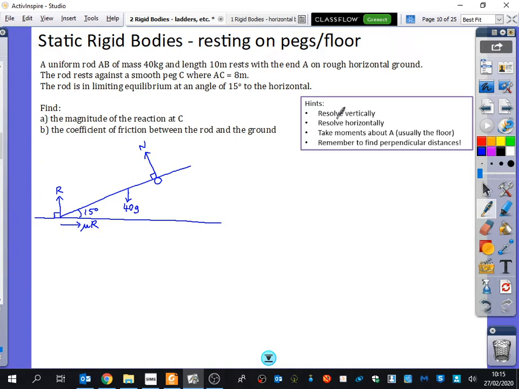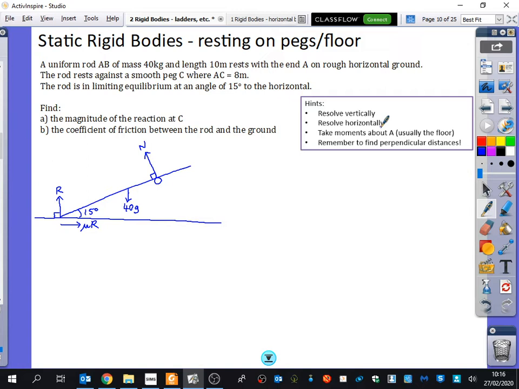You are going to resolve up and down. You're going to take moments about a point, and you're also going to do the new one, which is to resolve left and right. So there are only 3 things you can do in this question. If you have no idea how to get to the final answer, you can all resolve up and down, resolve left and right, and have a good go at taking moments. And you'll get pretty much all the marks that there are.